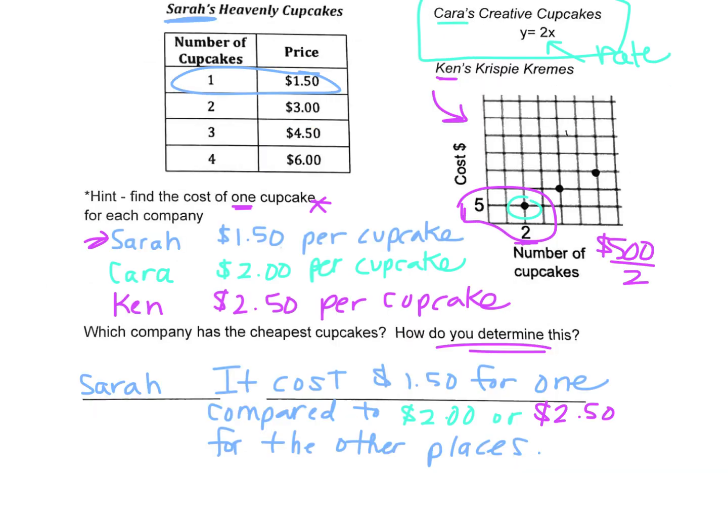Okay, so I wrote my answer that it's Sarah. It costs $1.50 for one compared to the $2 or the $2.50 for the other places. I used the unit rate to figure this out, to determine this. Okay, remember the unit rate is like the rate, which is like the slope.